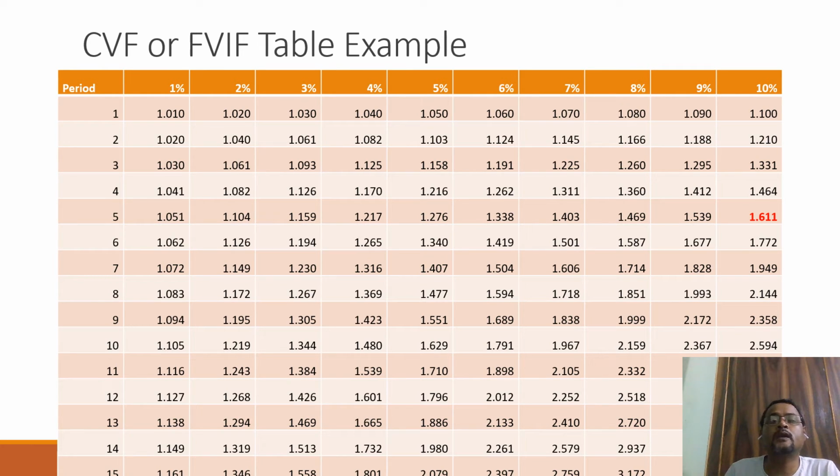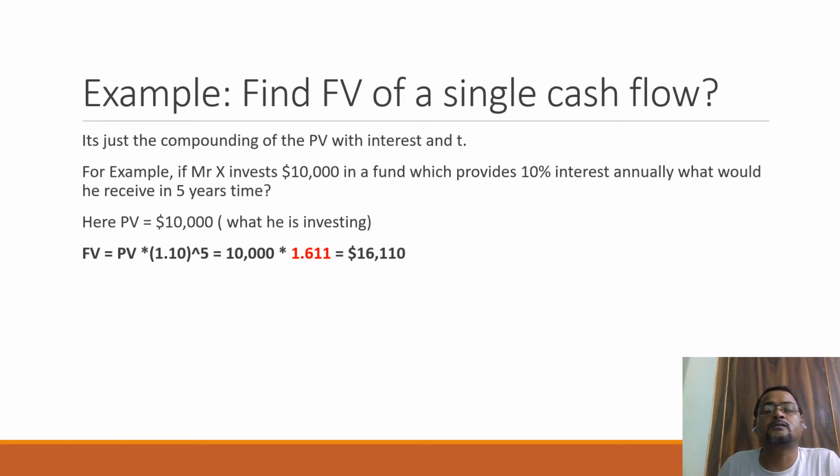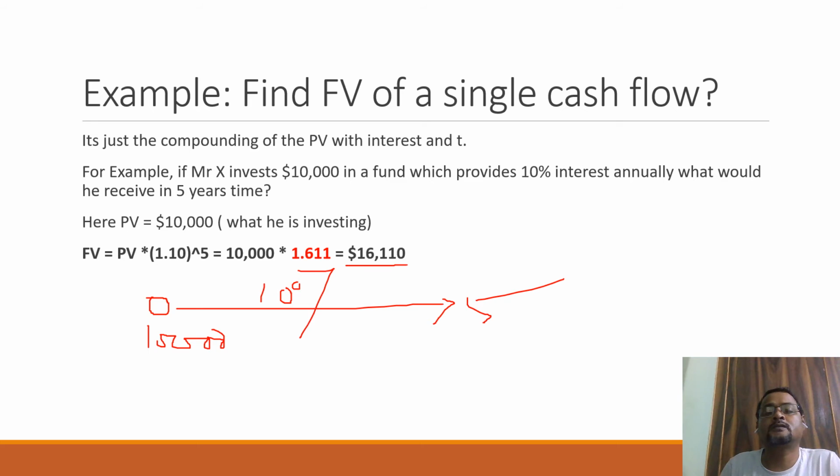This is the CVF or FVIF table, future value of interest factor or compounded value factor table. We need to find 10% for 5 years. So this is the compounded value factor, 1.611. So 10,000 multiplied by this. At year 0, 10,000, at 10% rate of interest, you need to invest it. It will get you 16,110. So you can be satisfied with 10,000 now, or you might receive 16,110 after 5 years at 10% interest.